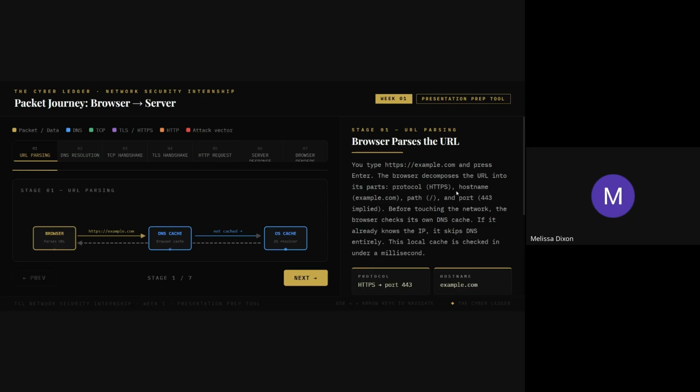The browser decomposes the URL: protocol, so HTTPS; host name, which is example.com or walmart.com or whatever; the path, which is the slash; and port 443 implied here in this one. Before touching the network, the browser checks its own DNS cache, and if it already knows the IP, it skips DNS entirely. This local cache is checked in under a millisecond.